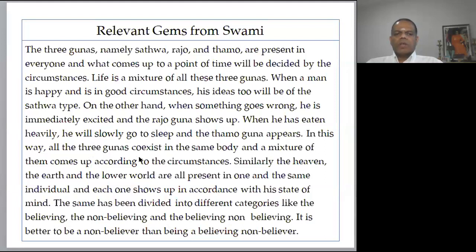In this way, all the three gunas coexist in the same body, and a mixture of them comes up according to the circumstances. Similarly, the heaven, the earth, and the lower world are all present in one and the same individual, and each one shows up in accordance with his state of mind. The same has been divided into three different categories, like the believing, the non-believing, and the believing non-believing. It is better to be a non-believer than being a believing non-believer.